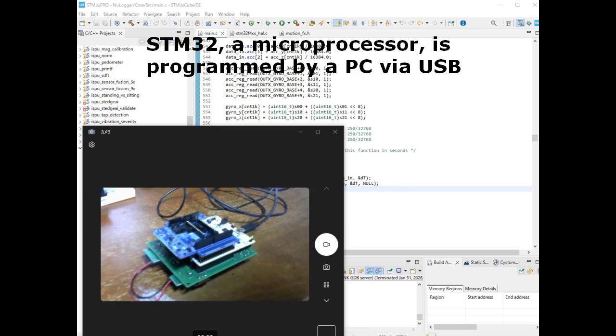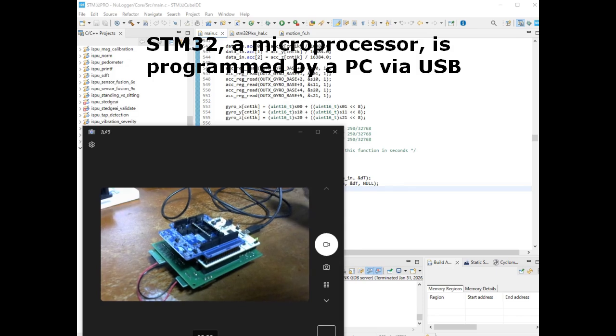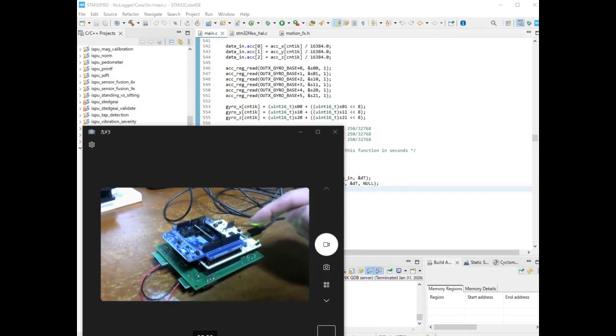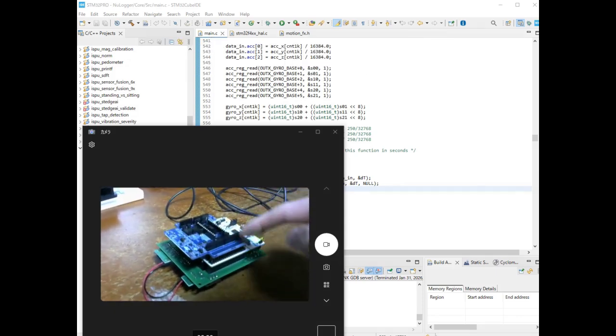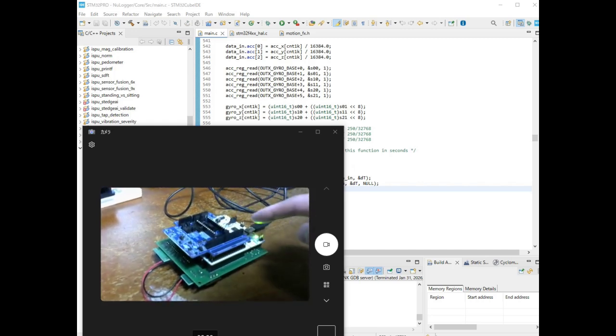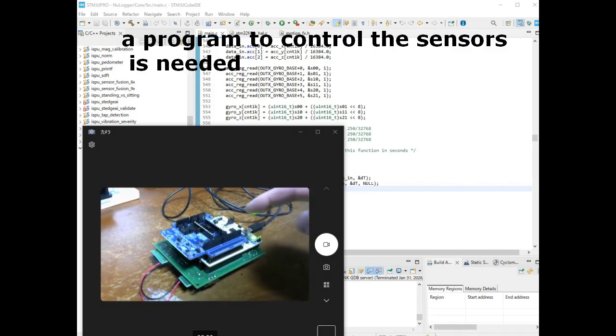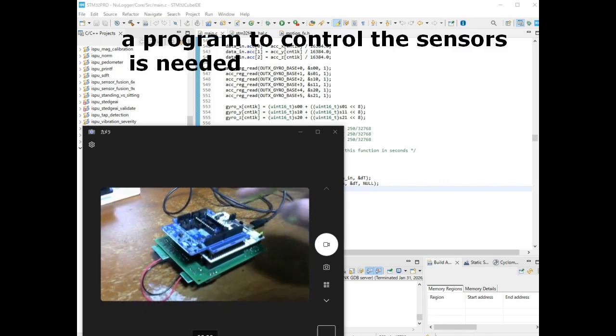Here is Nucleo, a microprocessor board. It's connected to the PC through USB. And this is IKS4A1. It's a sensor board. It has accelerometer and gyroscope on it. And the microprocessor is programmed by the PC.